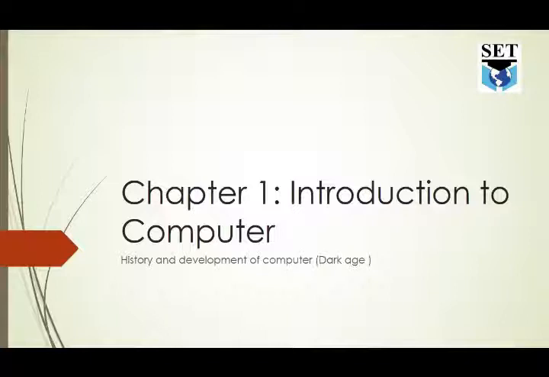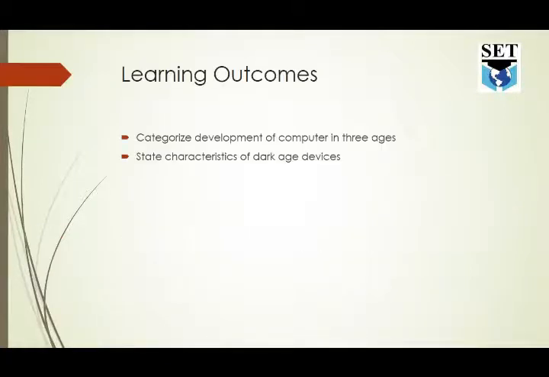Today's lesson, we will learn about the history and development of computers. The learning outcomes for today's lesson: after completing the lesson, we will be able to categorize the development of computers in 3 ages and state characteristics of Dark Age devices.